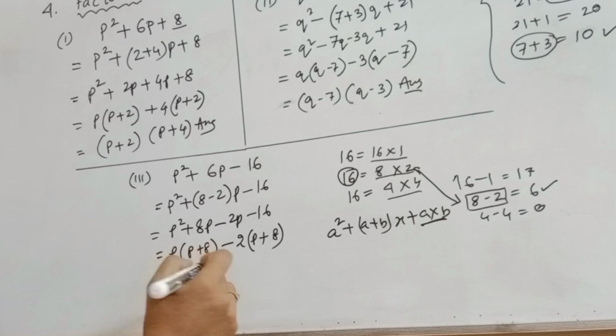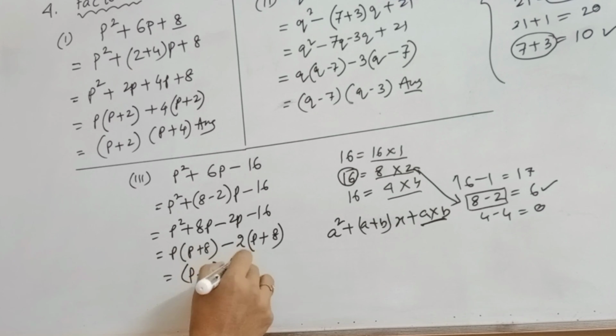After that, after taking this common part, we have to take the second stage of the common portion, p plus 8, and the remaining portion is p minus 2.